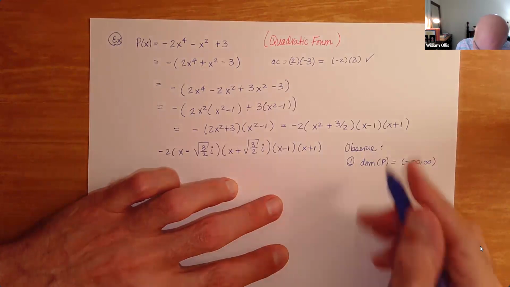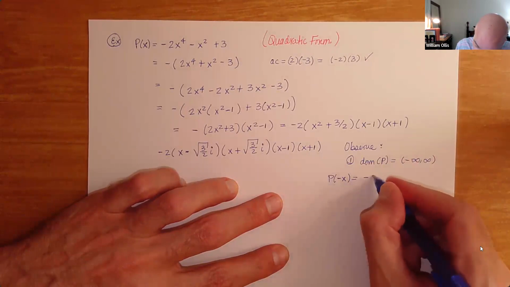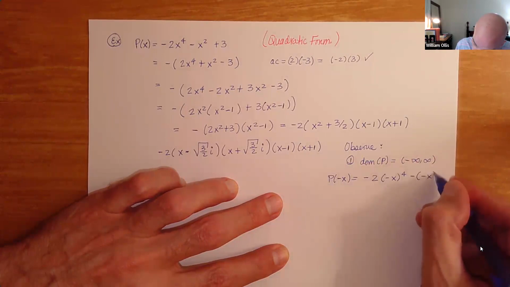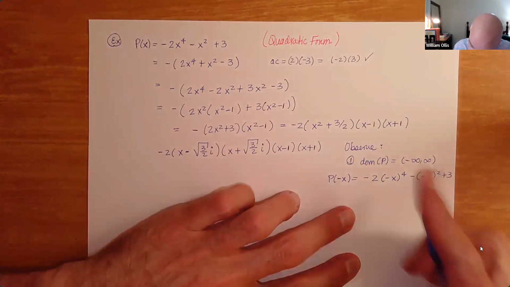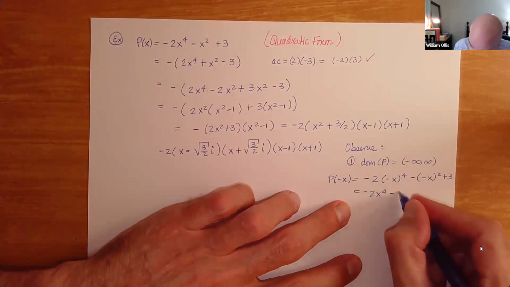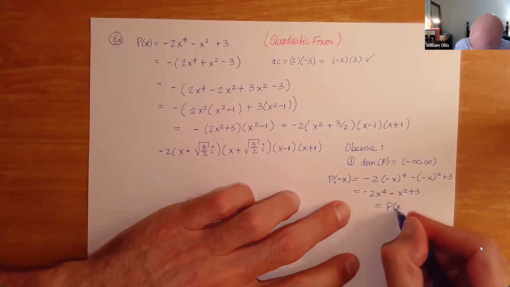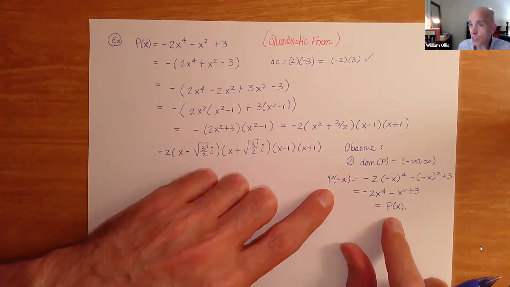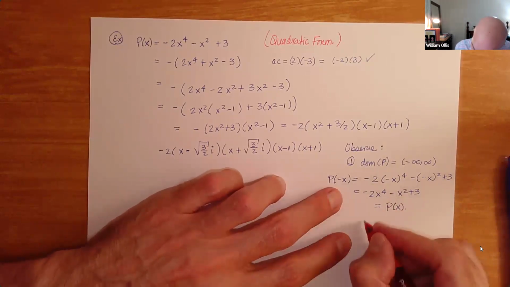And also notice P of negative x, or the additive inverse of x, is negative 2 times negative x to the fourth minus negative x squared plus a 3. And of course, the even powers absorb the negatives. So we get the negative of 2x to the fourth minus x squared plus a 3. And this is absolutely P of x. So if we replace x with its additive inverse, we do not change the function. And so by definition, P is even.